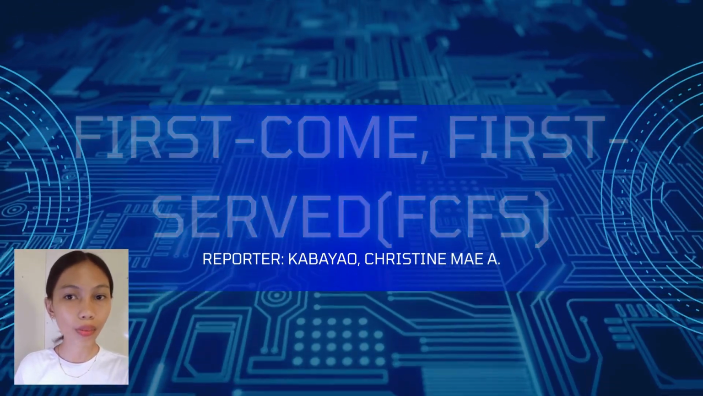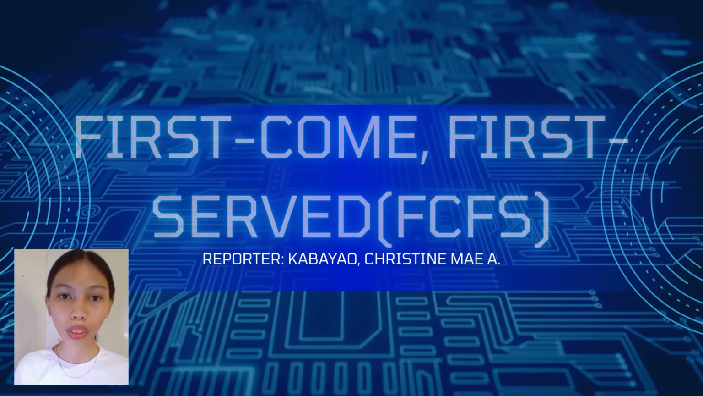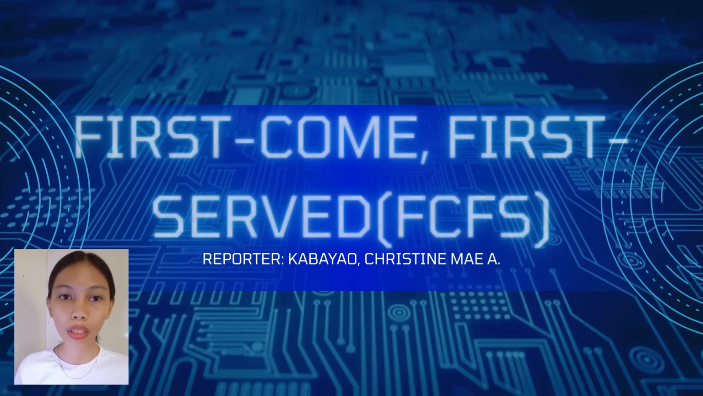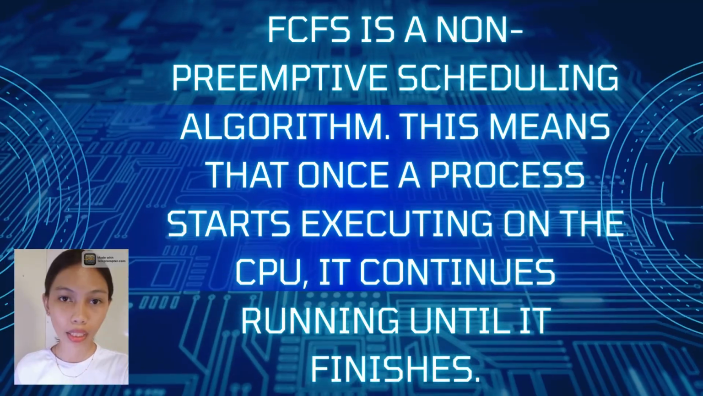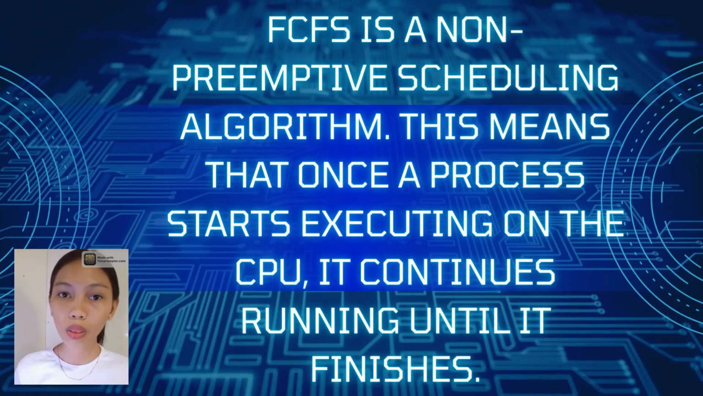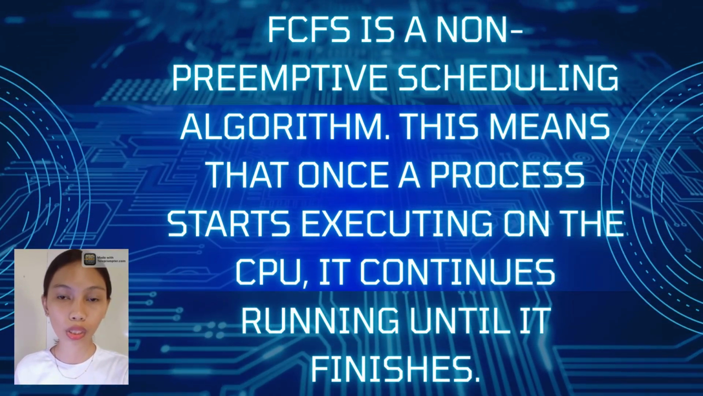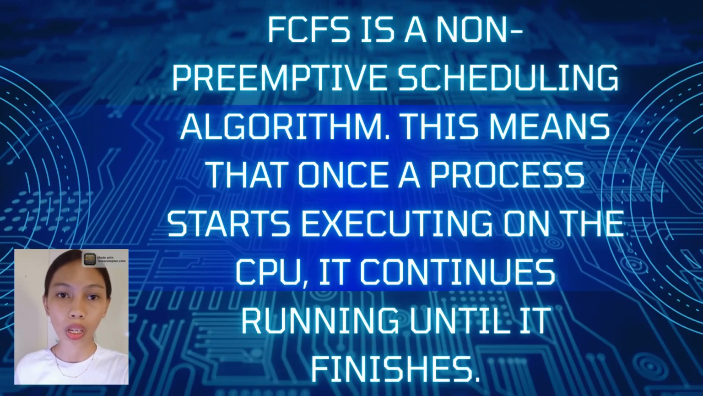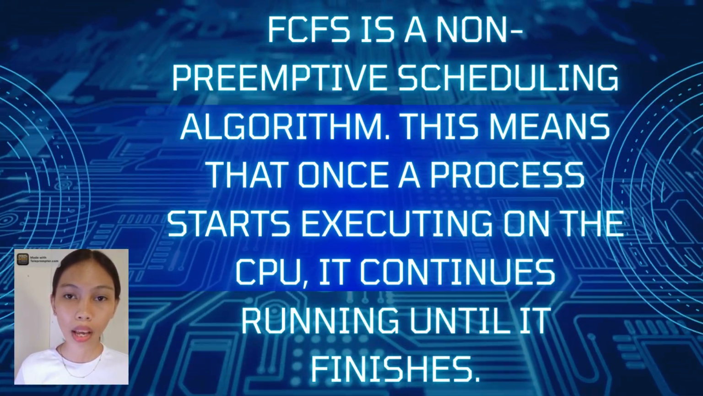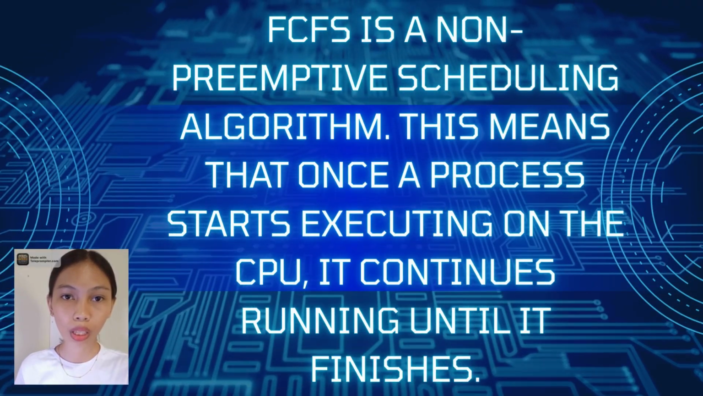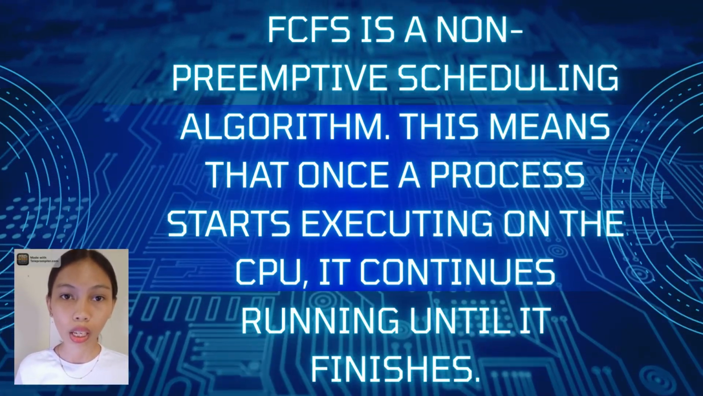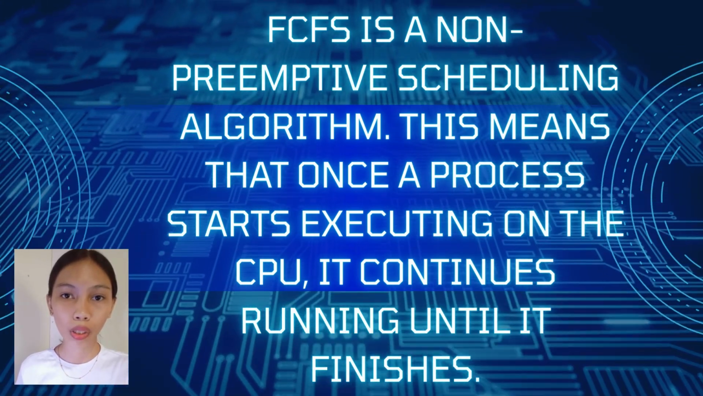In this video, I will explain the first come first serve, or FCFS, CPU scheduling algorithm. FCFS is a non-preemptive scheduling algorithm. This means that once a process starts executing on the CPU, it continues running until it finishes. The main idea behind FCFS is very simple. The process that arrives first gets executed first, just like people lining up in a queue.